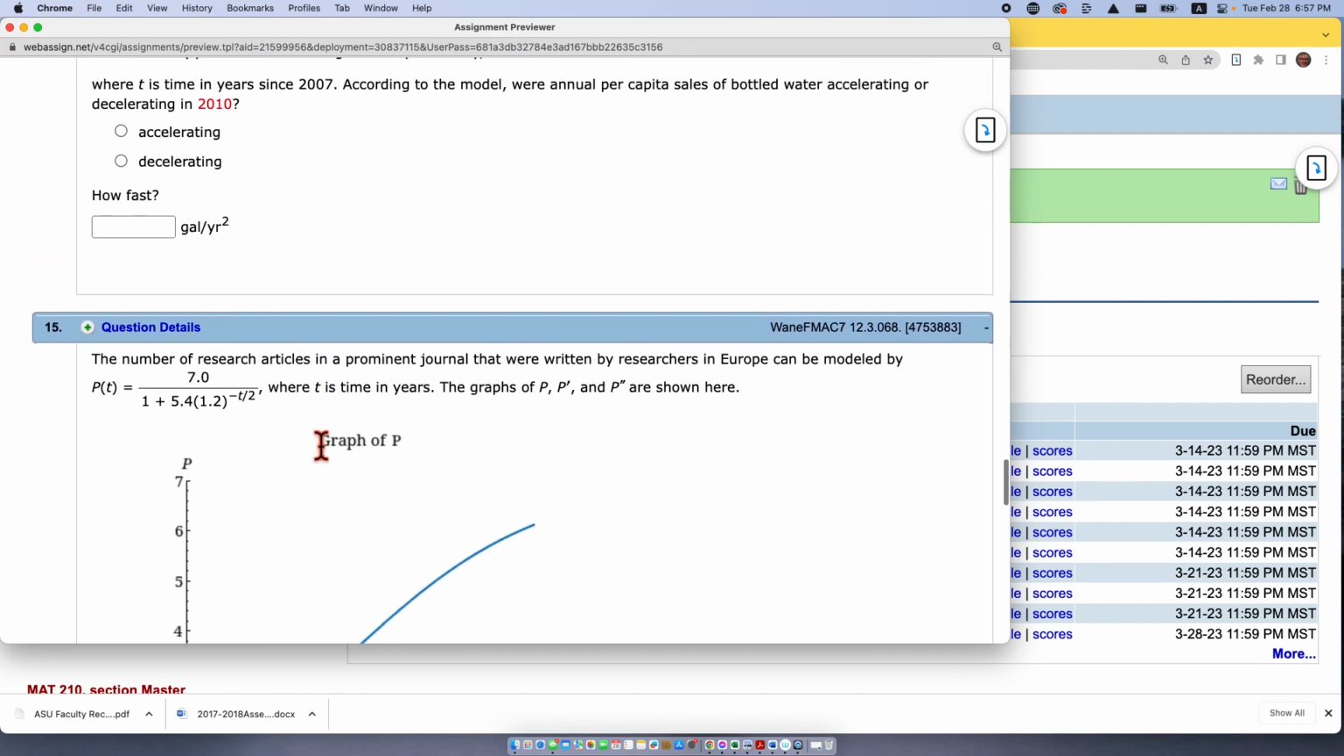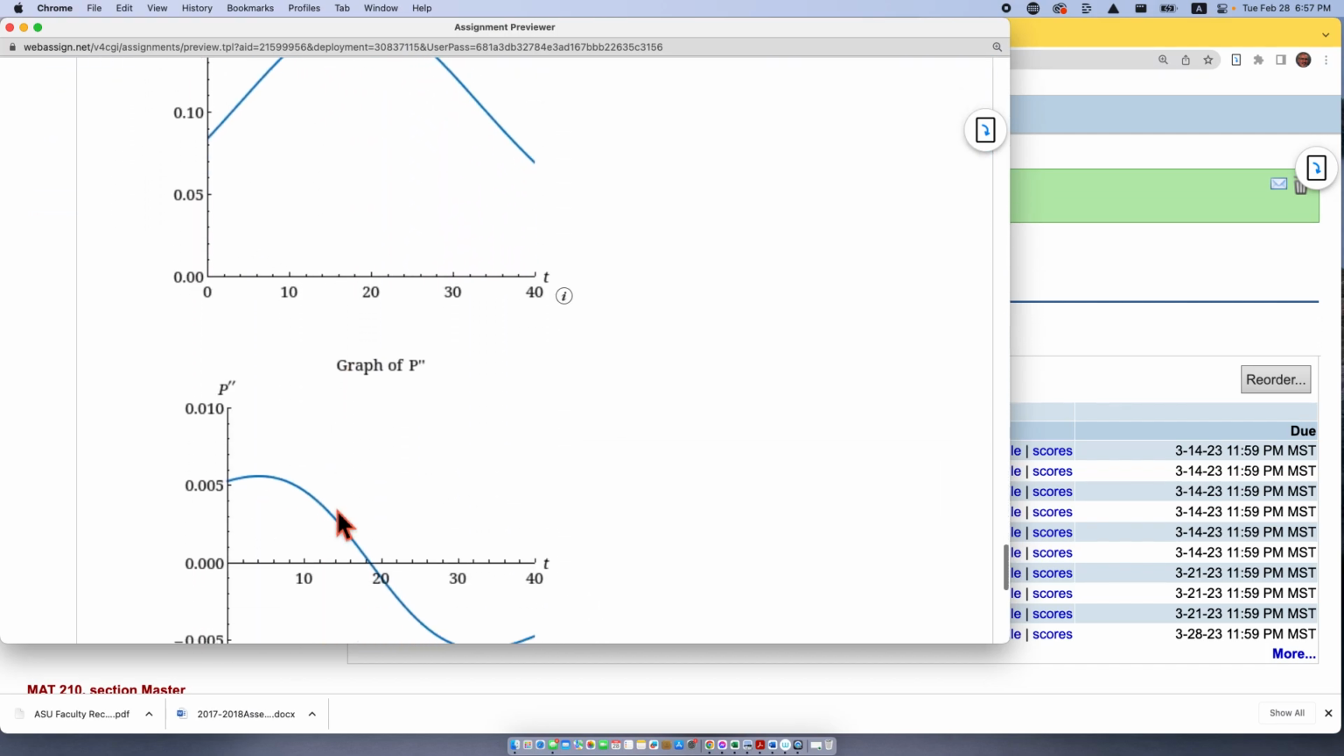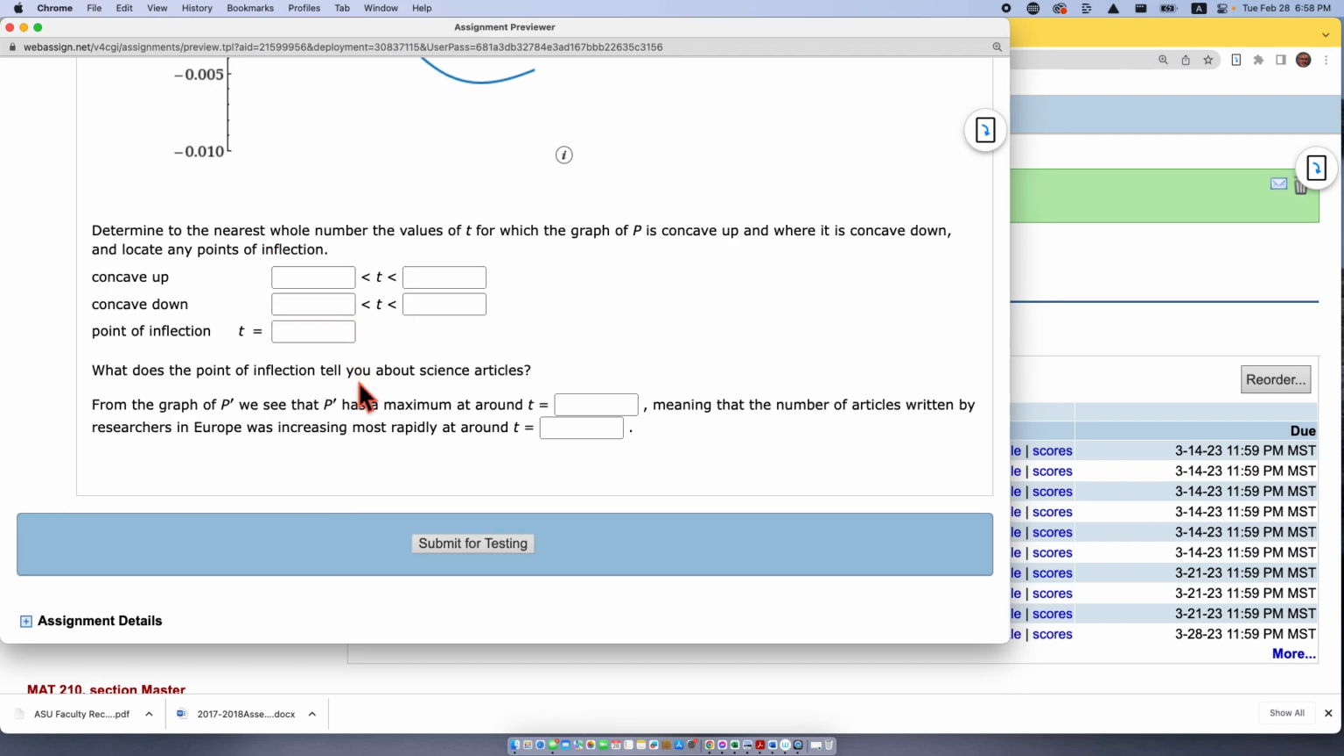Few application problems. These get a little bit more funky. They give you a graph, matching up the graph. Where is it concave up? Where is it concave down? So that's a second derivative type thing. Does that seem all sort of doable?